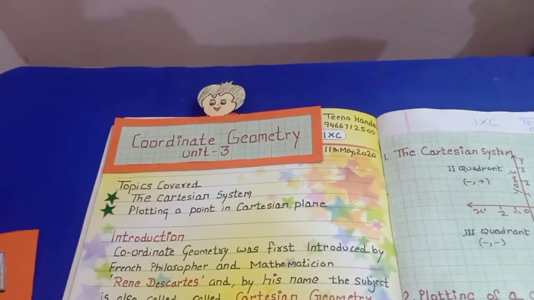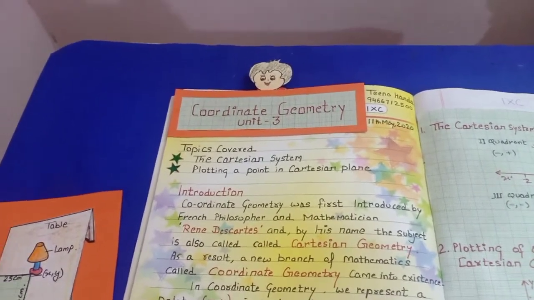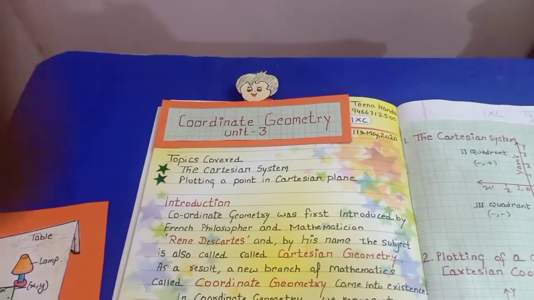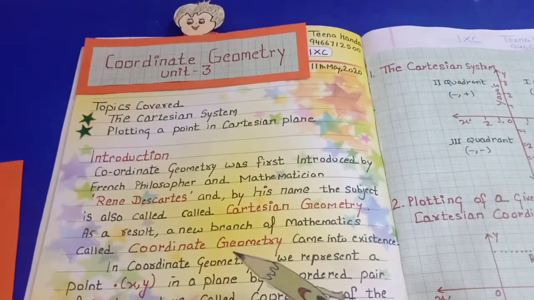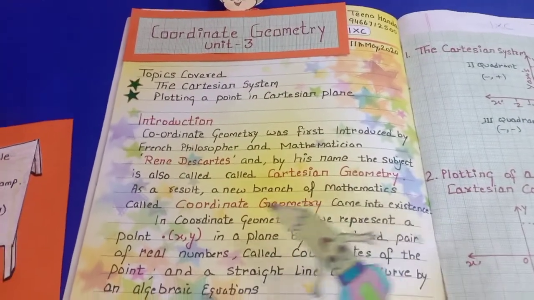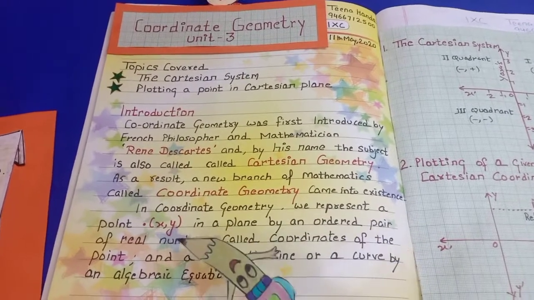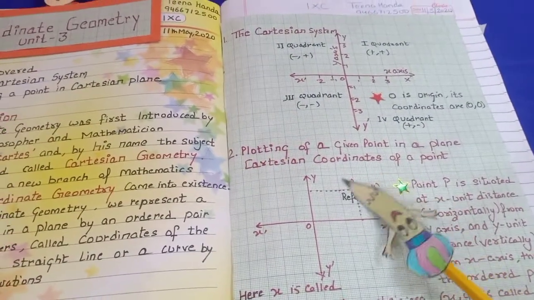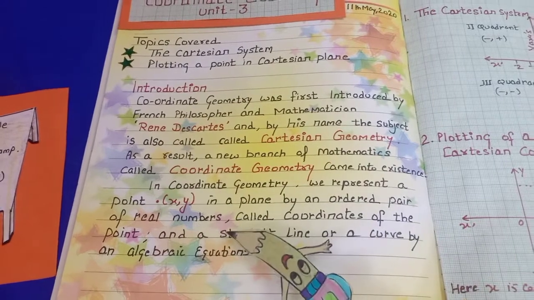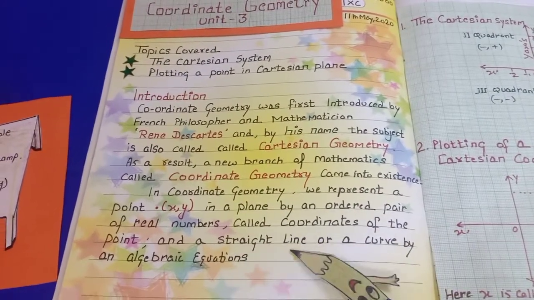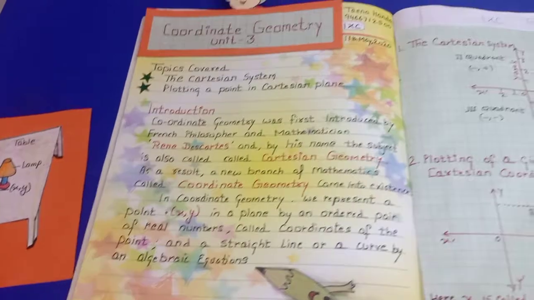Introduction. Coordinate geometry was first introduced by a French philosopher and mathematician René Descartes, and by his name the subject is also called Cartesian geometry. As a result, a new branch of mathematics called coordinate geometry came into existence. In coordinate geometry, we represent a point (x, y) in a plane by an ordered pair of real numbers called coordinates of the point, and a straight line or a curve by an algebraic equation or expression.